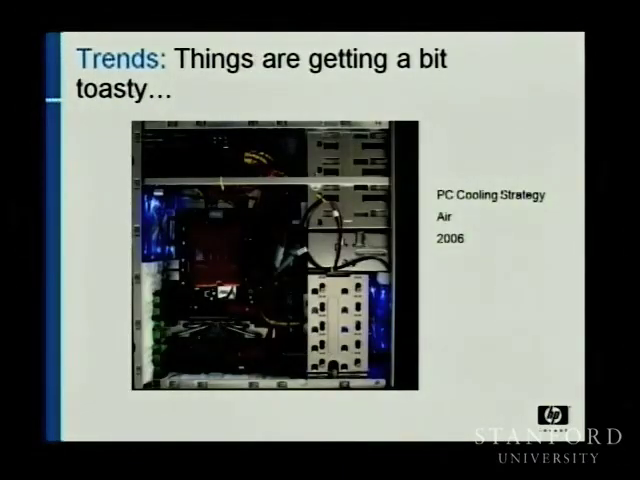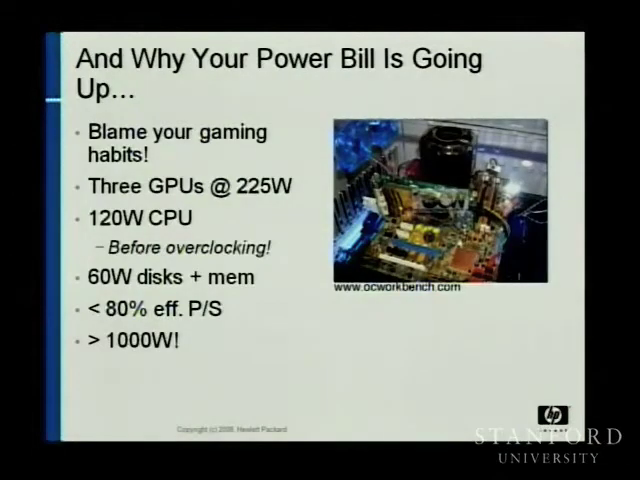Okay, picture of my PC. So that's a typical air-cooled PC for 2006. I think it broke in 2007, so it's an old picture. Now, if you want to know why your power bill is going up, look at a gaming machine. And I usually give this slide to older crowds, and so I say, blame your kids, right? But 3 225-watt GPUs, and that's before you overclock it. And 120-watt CPUs, again, before you overclock it. And please, I hope nobody in here does stuff with liquid nitrogen. And then 60 watts for disks and memory.